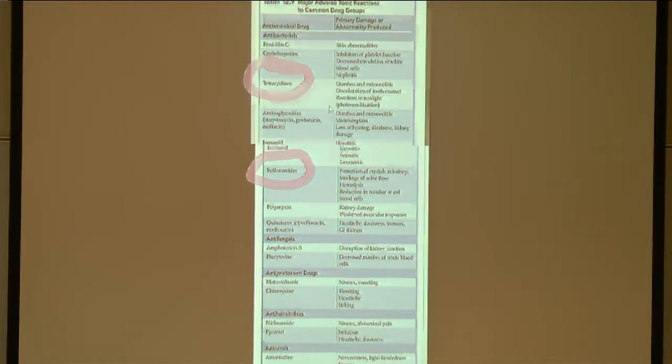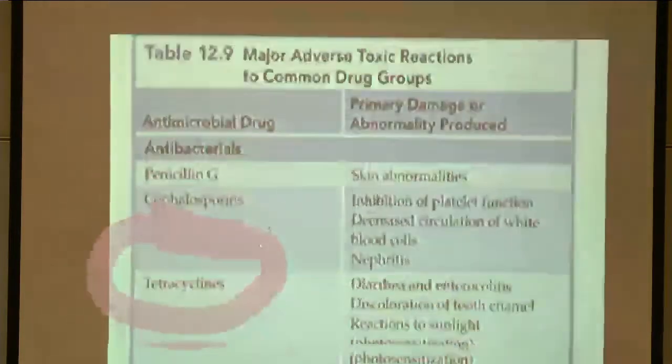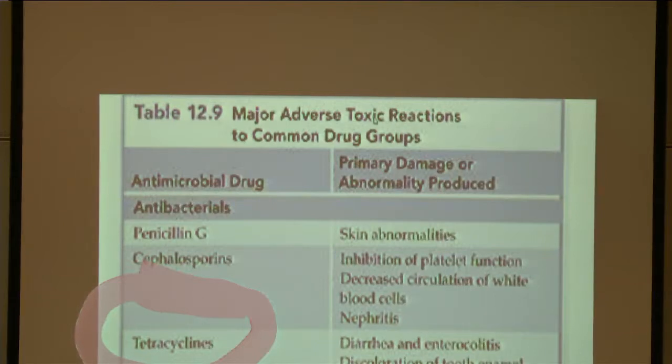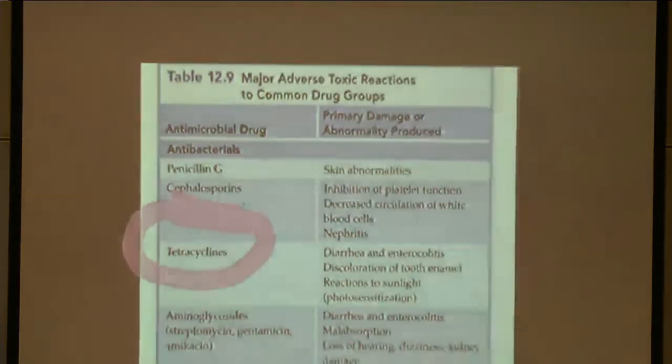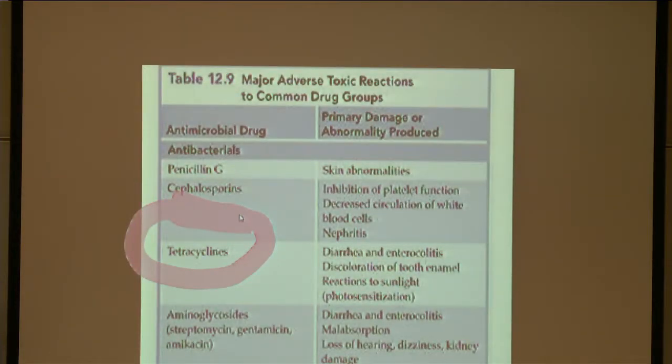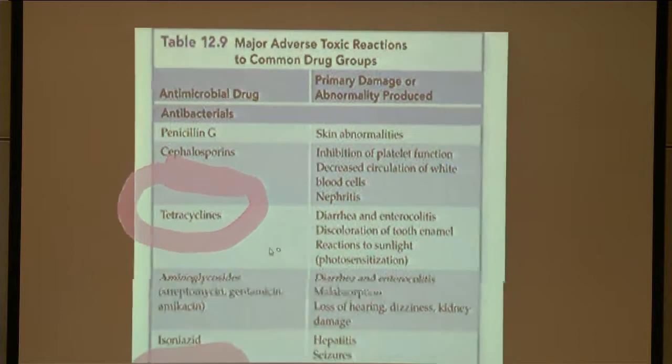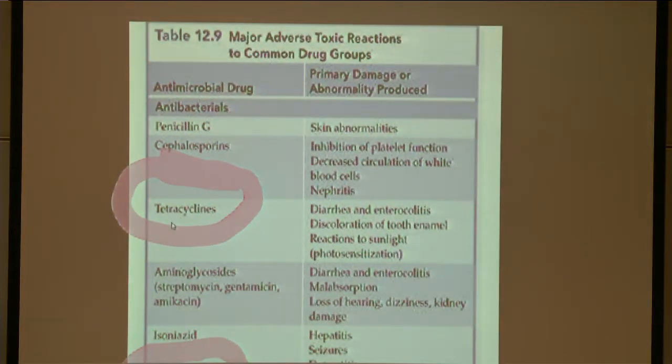So here's a nice table in your book. Here you're seeing major adverse toxic reactions to common drug groups. I circled a couple, and I'd like you to know the couple that I circled. I know this is hard to read up here on the screen, but what I circled was the group of tetracyclines. Tetracyclines are known to discolor the enamel of teeth.